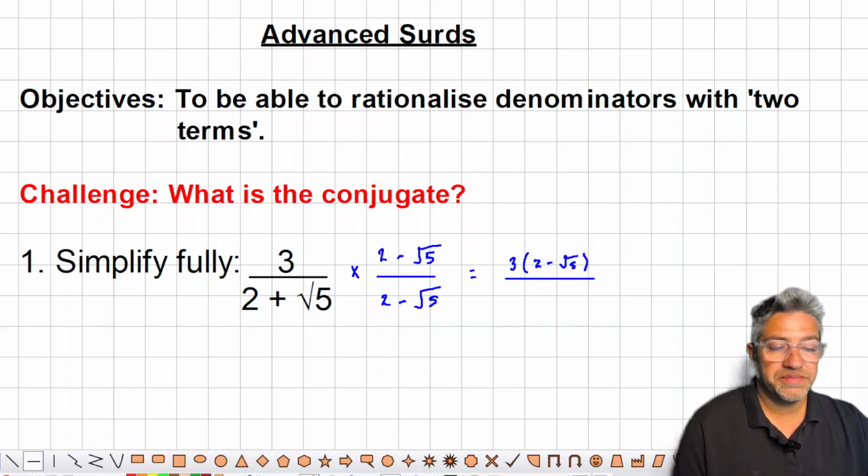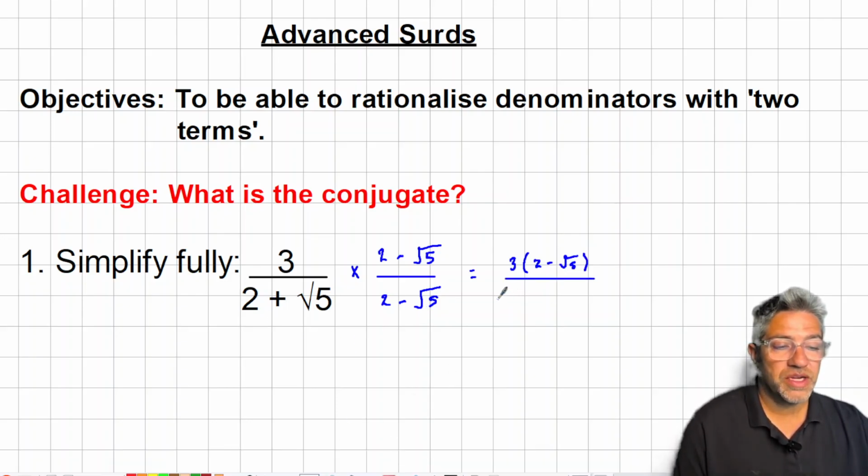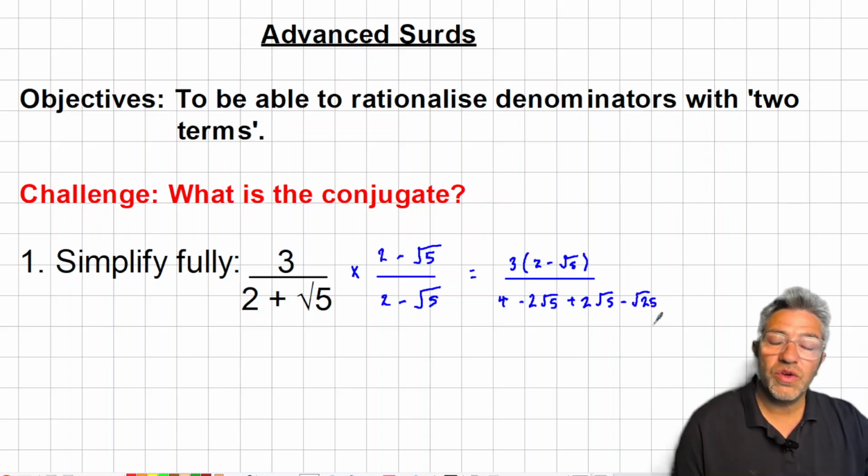Our denominator, 2 times 2 is 4. 2 times minus root 5 will be minus 2 root 5. Root 5 times 2 will be plus 2 root 5. And then root 5 times negative root 5 is negative root 25. For those of you who are more confident with surds, you may actually have written minus 5 at the end in one go. That's absolutely fine.